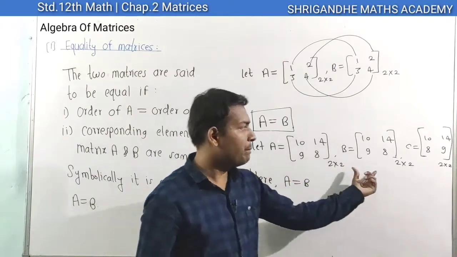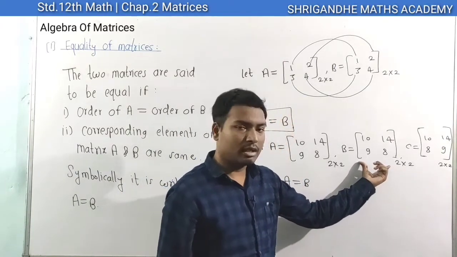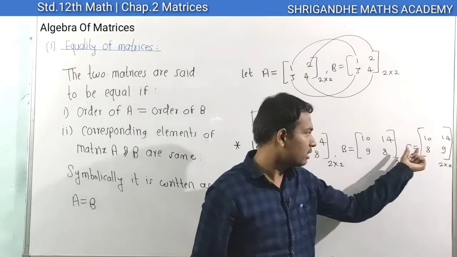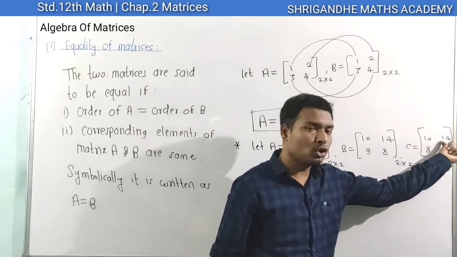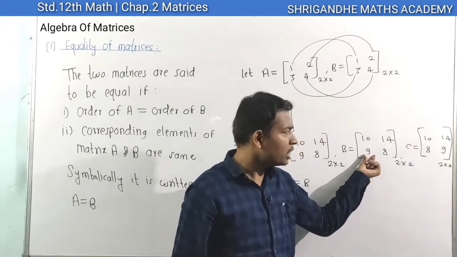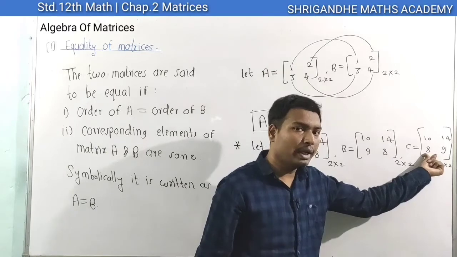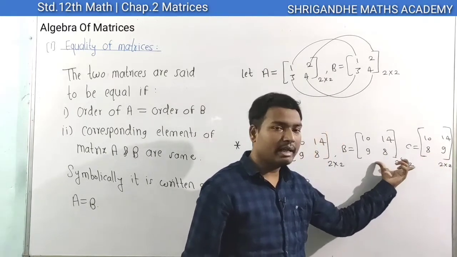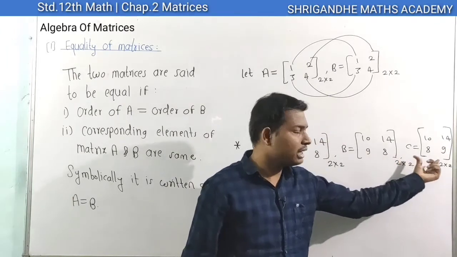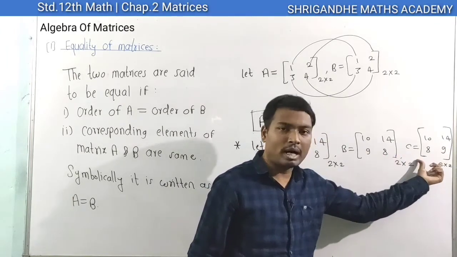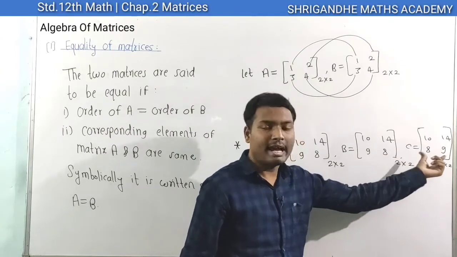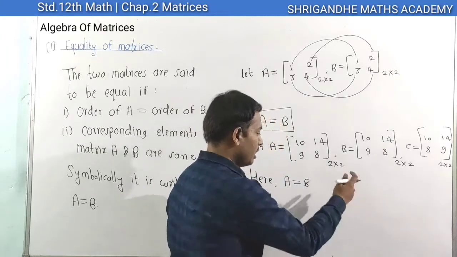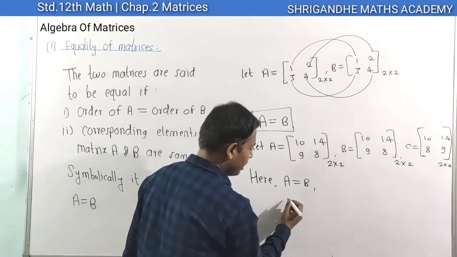Now observe matrix B and matrix C. Let us compare the corresponding elements: A11 equal to 10 and 10, A12 equal to 14 and 14, A21 equal to 9 and 8, A22 equal to 8 and 9. This means in matrices B and C, the corresponding elements in the second row are different. Therefore matrix B and matrix C are not equal matrices. They are unequal matrices.